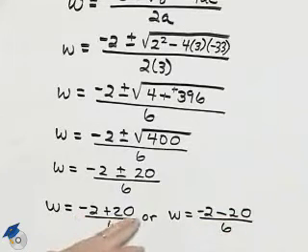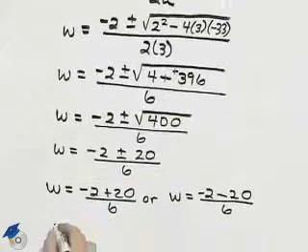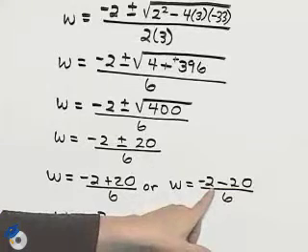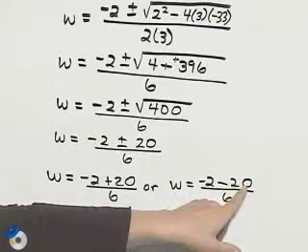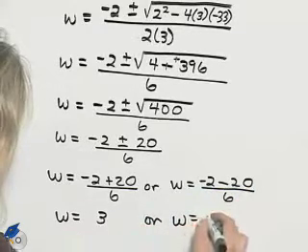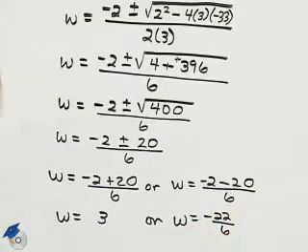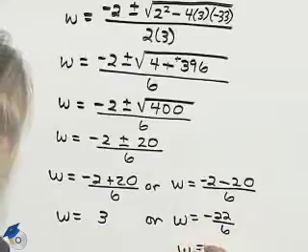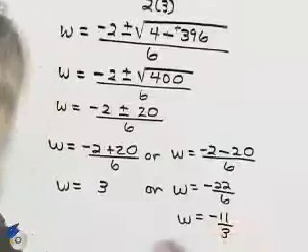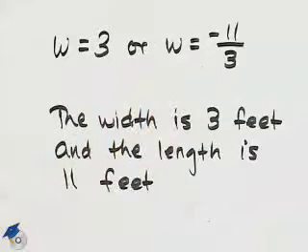I will have negative 2 plus 20, which is 18, divided by 6 is 3, so we have W equal to 3, or negative 2 plus negative 20 is negative 22. So we have W is negative 22 over 6. In this case, we will have that reduced to a negative 11/3. We found that W is 3 or W is negative 11/3.